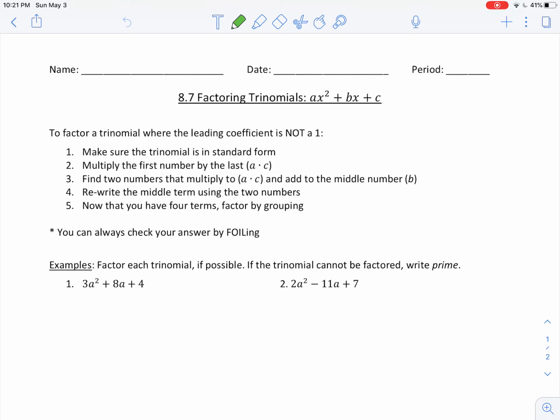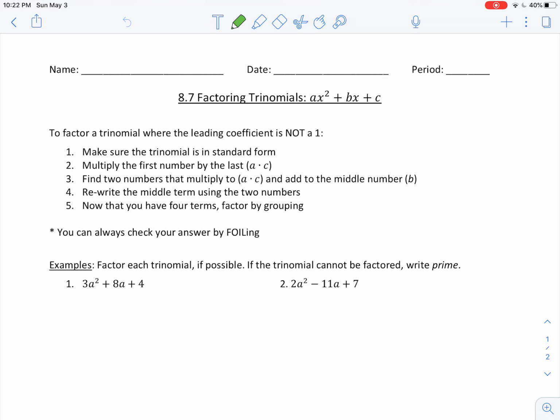Hello, today we're going to do another method for factoring trinomials. So far, all of the trinomials that we have factored have had a leading coefficient of 1, meaning in front of the x squared, we didn't have any number. We understood it to be a 1, but nothing larger. Today we're going to look at how to factor trinomials when the leading coefficient is not a 1.